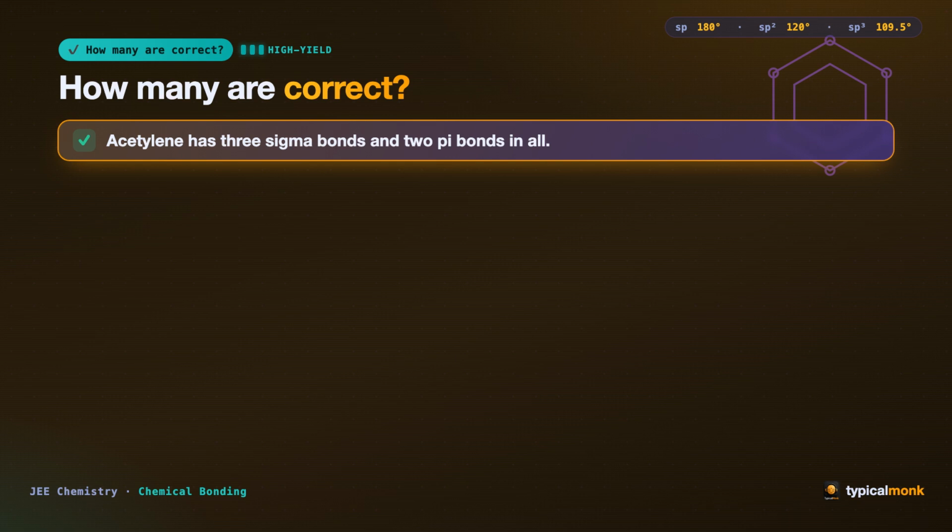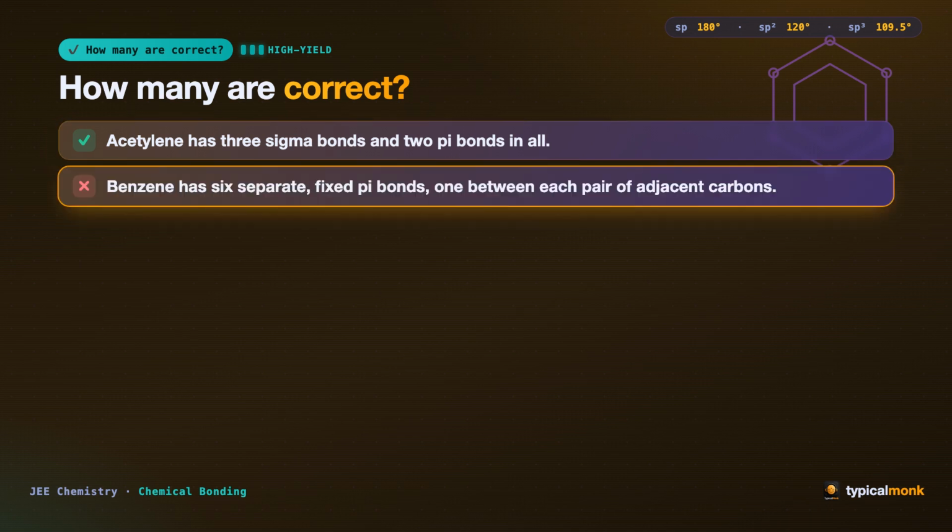Use a favorite G format. I will read some statements. You silently count how many are correct. Statement 1. Acetylene has 3 sigma bonds and 2 pi bonds in all. Hold your verdict. Statement 2. Benzene has 6 separate, fixed pi bonds, one between each pair of adjacent carbons. Think carefully about delocalization before you answer.